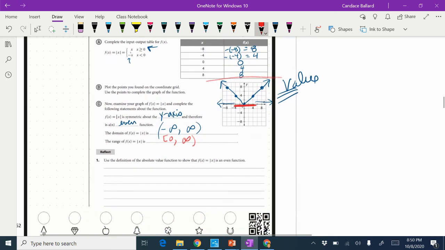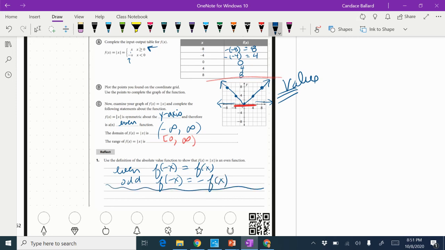All right, this last little reflection piece here says use the definition of absolute value of a function to show that f of x equals the absolute value of x is an even function. So there were two different types of functions, even and odd. When you have an even function and you substitute negative x into it, you get the original function back. It shouldn't be x, it should be the original function equals the original function. When you are odd and you substitute negative x, you get the negative of the original function.